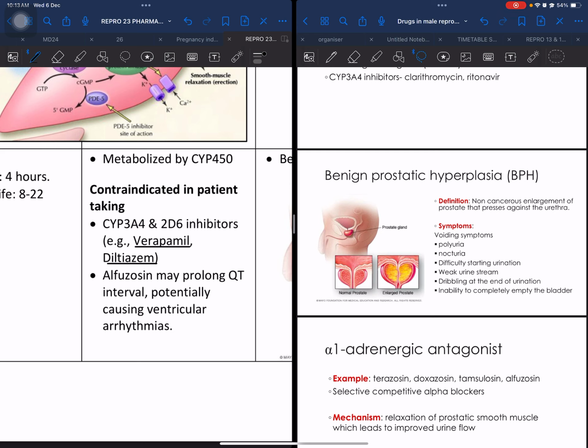Okay? Alfuzosin may prolong the QT interval, which can also cause ventricular arrhythmia, so you need to make sure of what your patient's cardiovascular symptoms are like. So that's the first group of drugs, the alpha-1 adrenergic antagonists, which are competitive antagonists. You need to know the main function of this drug: it promotes urine flow, because you have voiding symptoms, voiding difficulty. So when you prescribe this drug, the characteristic of emptying the bladder will be better in this patient.